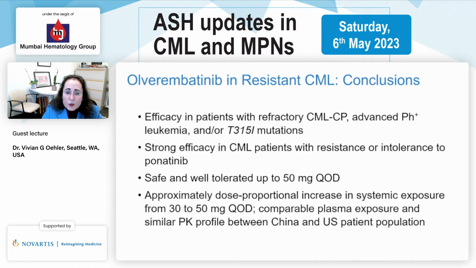So in summary, for olverembatinib in resistant CML, we saw efficacy in patients with refractory CP-CML as well as in advanced Ph-positive leukemias, which I didn't present, and in patients with or without T315I mutations. It was safe and well tolerated up to doses of 50 milligrams every other day. And with regard to PK, we did see a dose proportional increase in exposure as we went from 30 to 50 milligrams every other day, and comparable plasma exposure with a similar PK profile between Chinese and the US patient population.